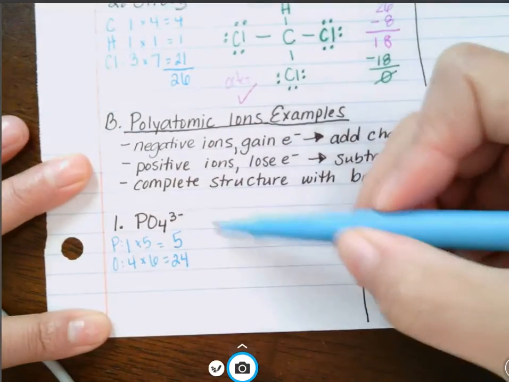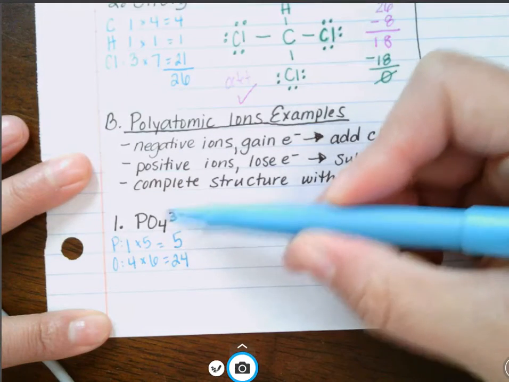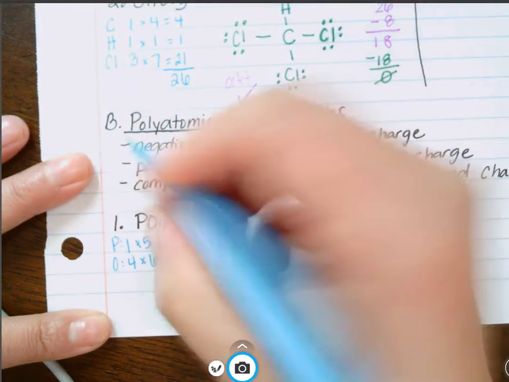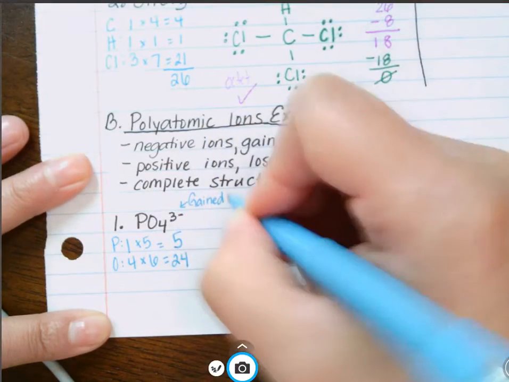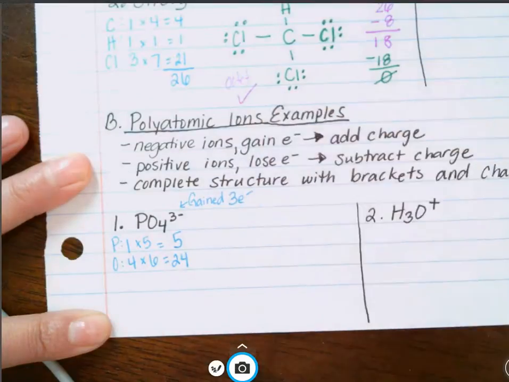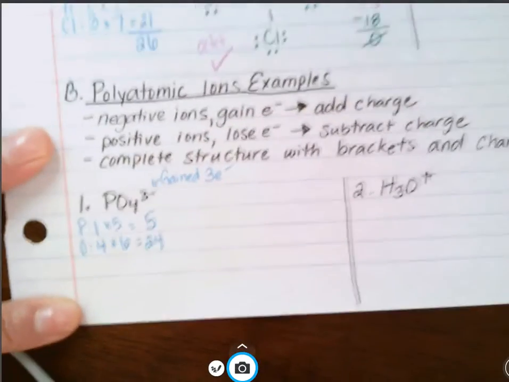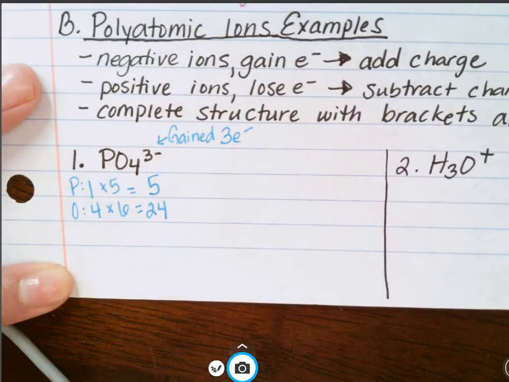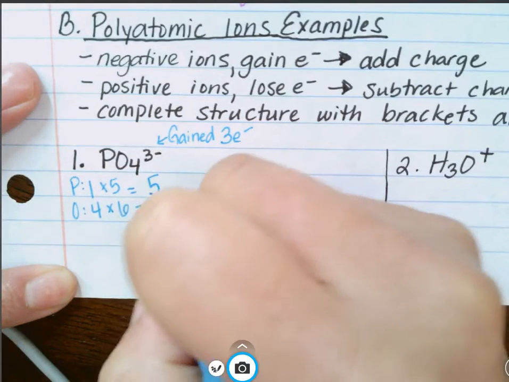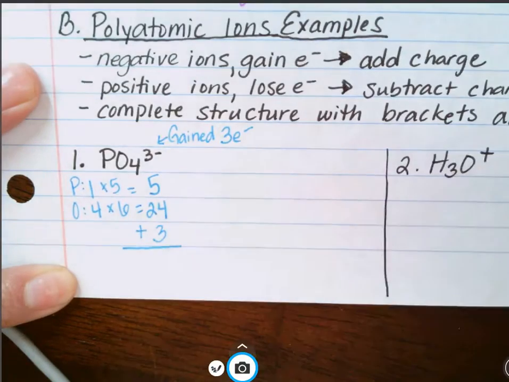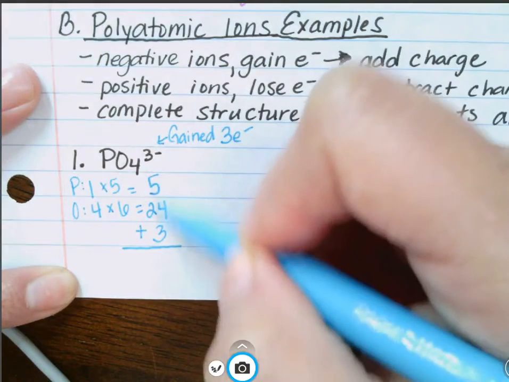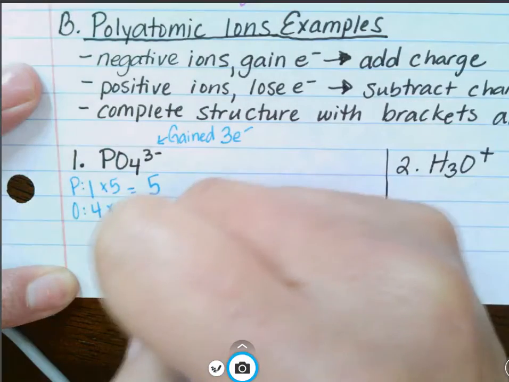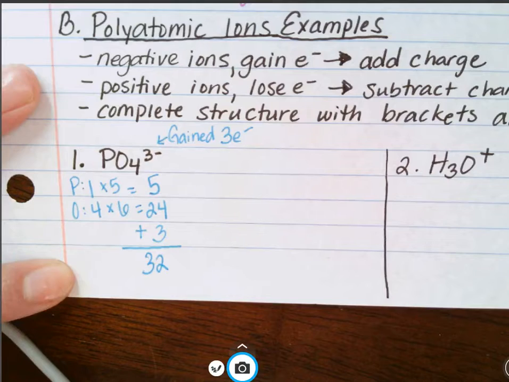Okay, the other thing that we have is a -3 charge. Again, this means that it has gained electrons. It's gained 3 of them. That's why it's a -3 charge. So that means we're going to add 3. If I add this up, I get 32 electrons that I'm going to work with.